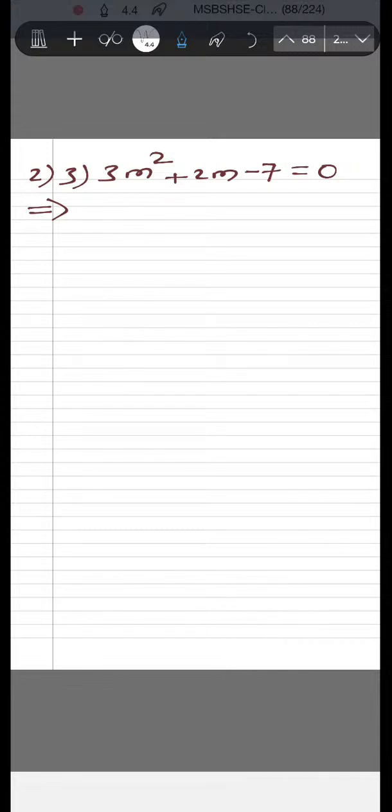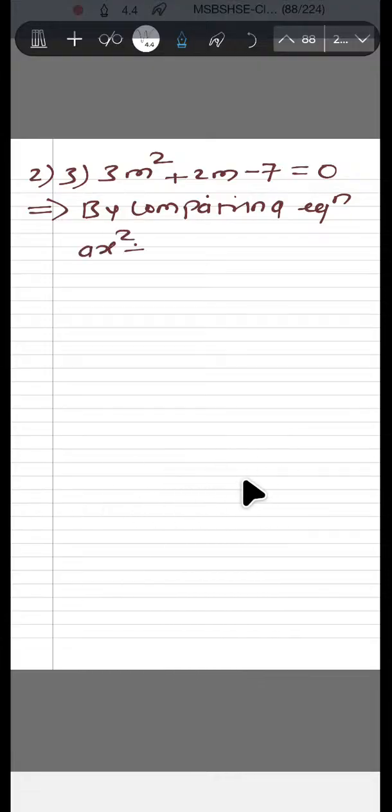We all know the formula, correct? What is the formula? First step we have to compare, second we have to use the formula, correct? So first, by comparing with the standard equation, ax square plus bx plus c is equal to 0. So a is equal to 3, b is equal to 2 and c is equal to minus 7.